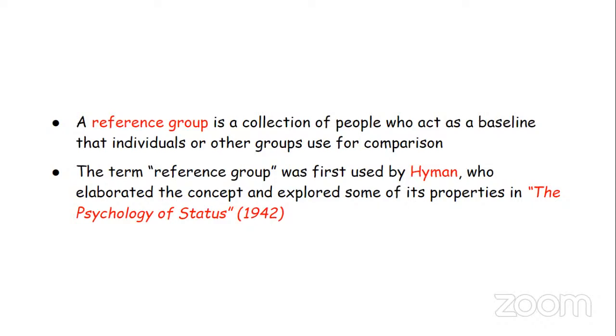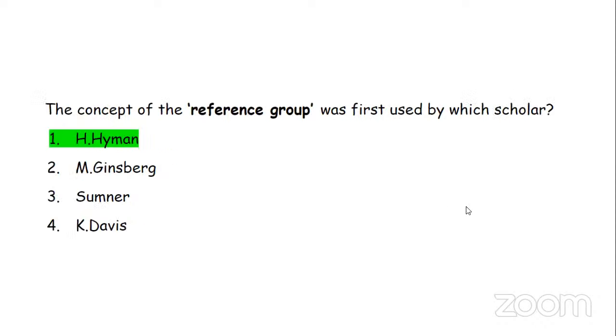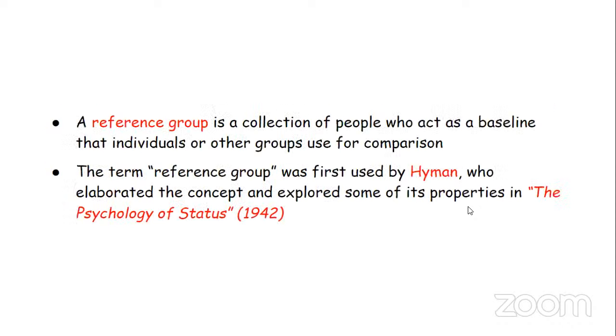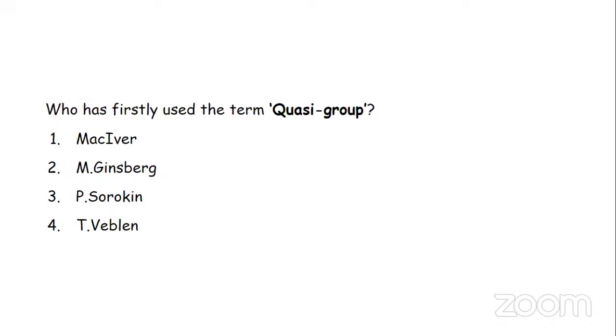The term reference group was first used by Hyman, who elaborated the concept and explored some of its properties in the book The Psychology of Status, 1942. So the term was first used by Hyman in his book The Psychology of Status. So our answer is option 1, Hyman. Okay, now let's check the next question.